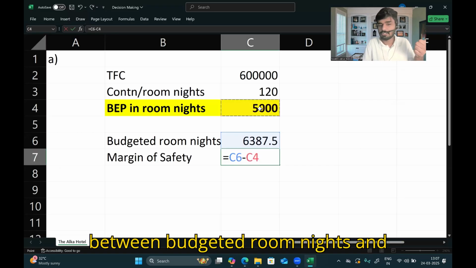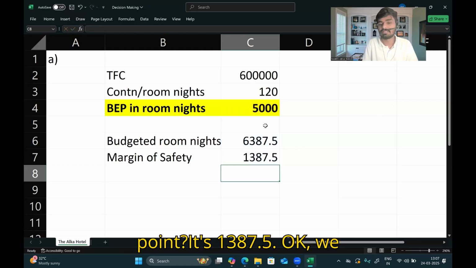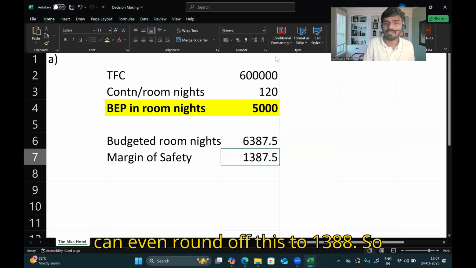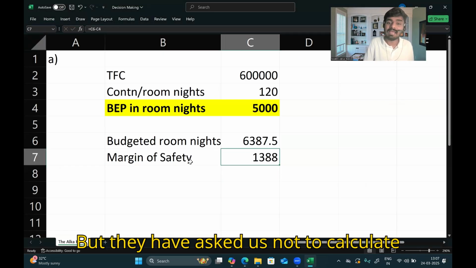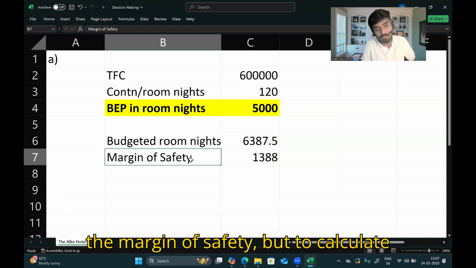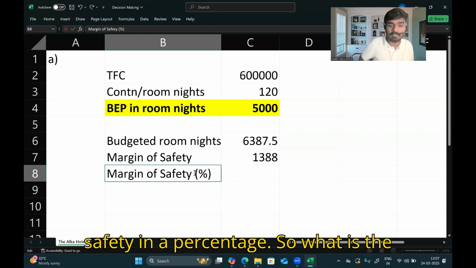The difference between budgeted room nights and break even point. How much more is the budgeted room nights than the break even point? It's 1,387.5. Okay, we can even round this off to 1,388. So this much will be the margin of safety. But they have asked us not to calculate the margin of safety, but to calculate the margin of safety in a percentage.